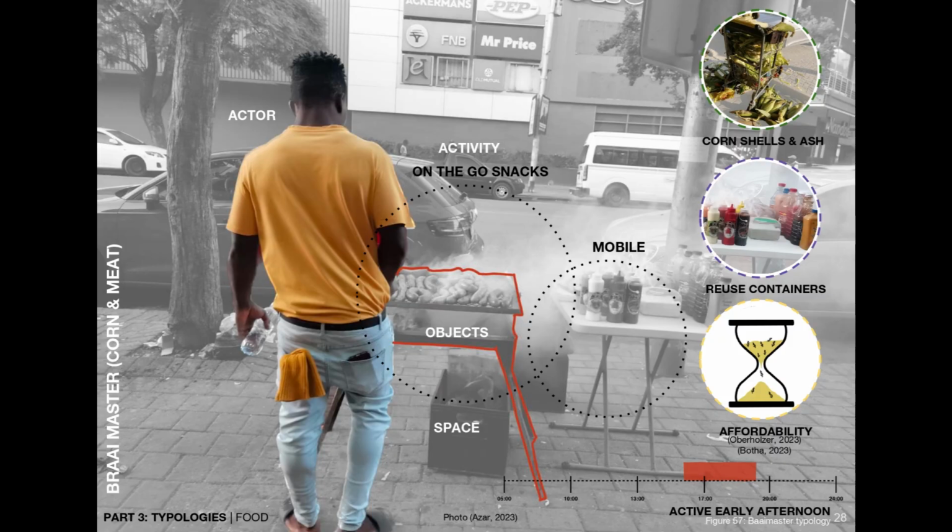Early afternoons, the Brewmaster can be found on intersection corners selling freshly brewed corn and meat kebabs. The main byproduct of use is corn husks and shells, as well as charcoal bags and ash. They are fulfilling a need for a quick fix meal for pedestrians heading home from work, and affordability is key for the success of the business.